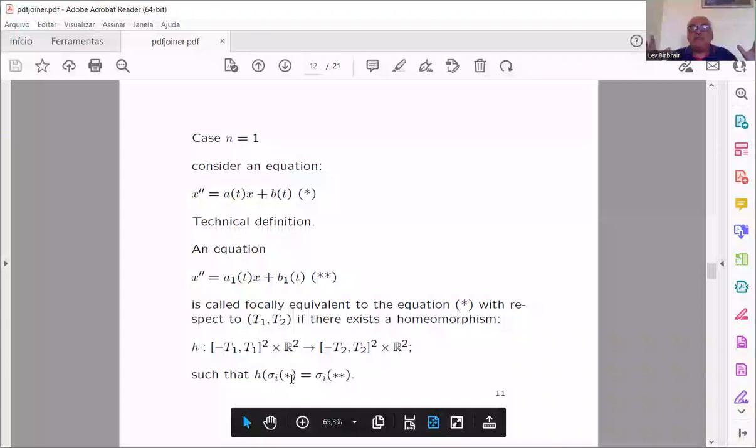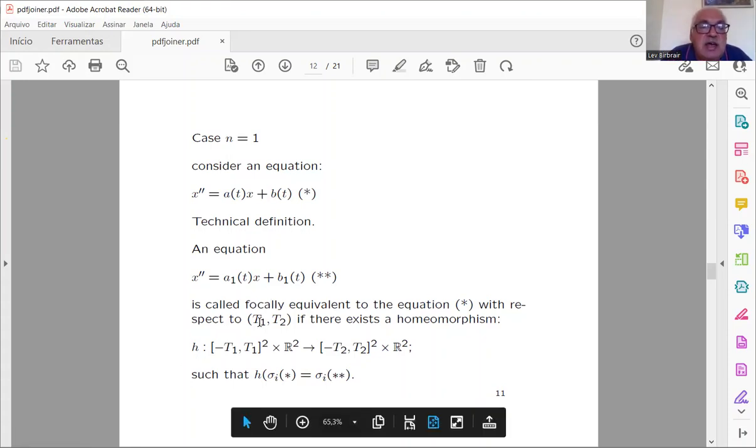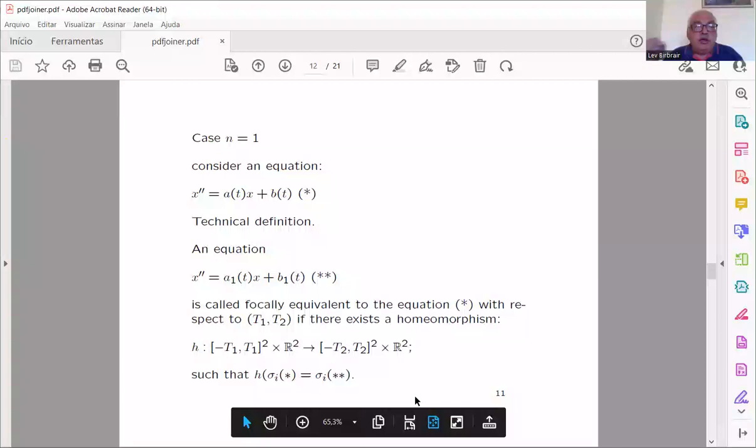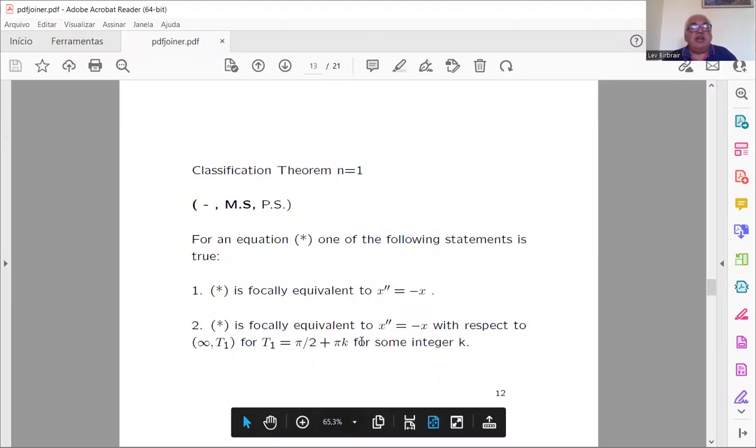So that actually means that we just admit the time to be bounded, in the first case by T1, in the second case by T2. And the usual focal equivalence comes when T1 equals infinity and T2 equals infinity, so that we can have any kind of time.